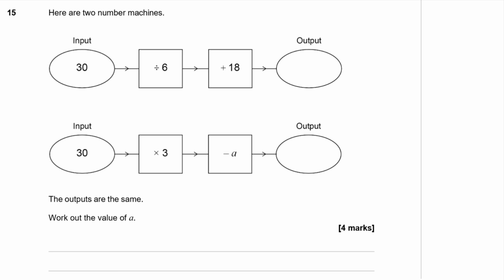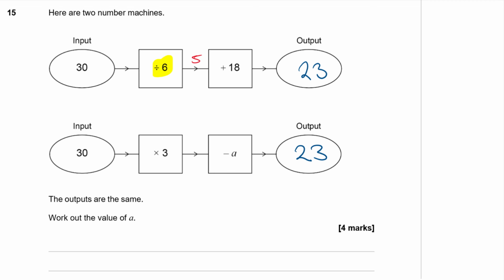Okay, so the first number machine, everything is complete, so we can just work out what the output is. If I start with 30 and divide it by 6, 30 divided by 6 is 5. And then if I add 18 to 5, that gives me 23 altogether. So the output from the first function machine is 23. So if the outputs are the same, the second one must also be 23.